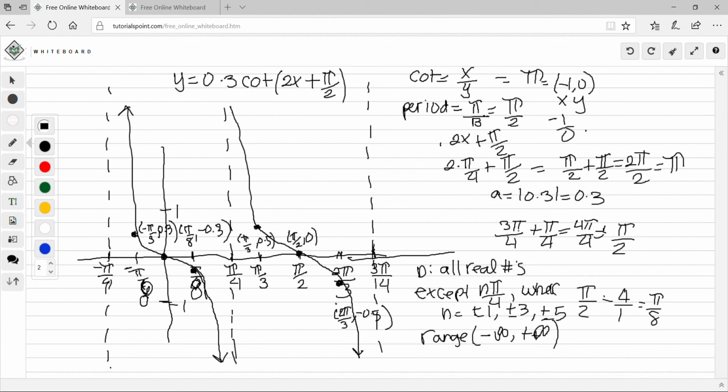And the period is actually pi. Yeah, it's not pi halves. No, sorry, it's still pi halves. I was just double checking. So our period is still pi halves, and that is it. That's how you graph a cotangent graph.